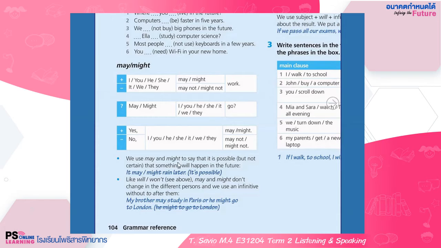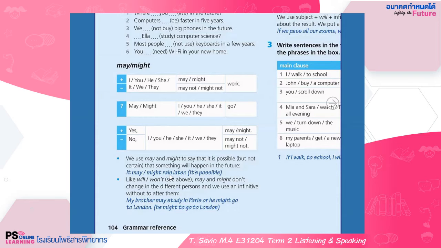So we use may and might to say that it is possible, but not certain. Always remember, may and might is not something that is for sure. We are not sure about it, so we are not certain. Okay, so we use the word may and might when we are not certain. It could be yes or no. So may and might, that something will happen in the future. For example, it may rain later, or it might rain later.